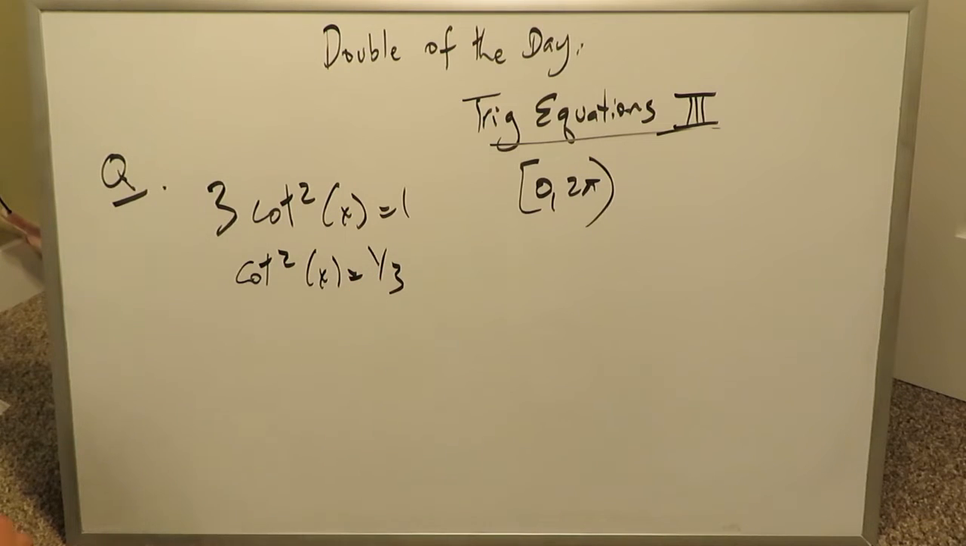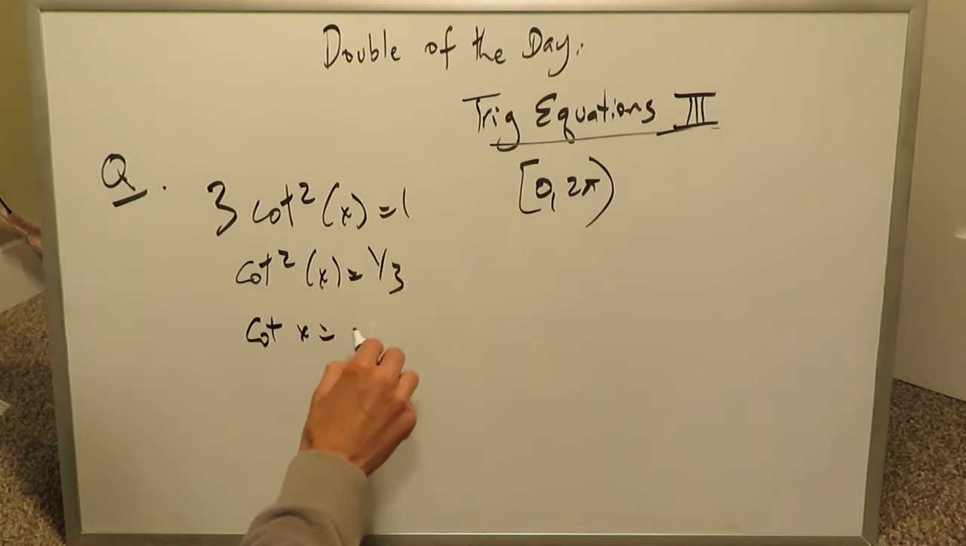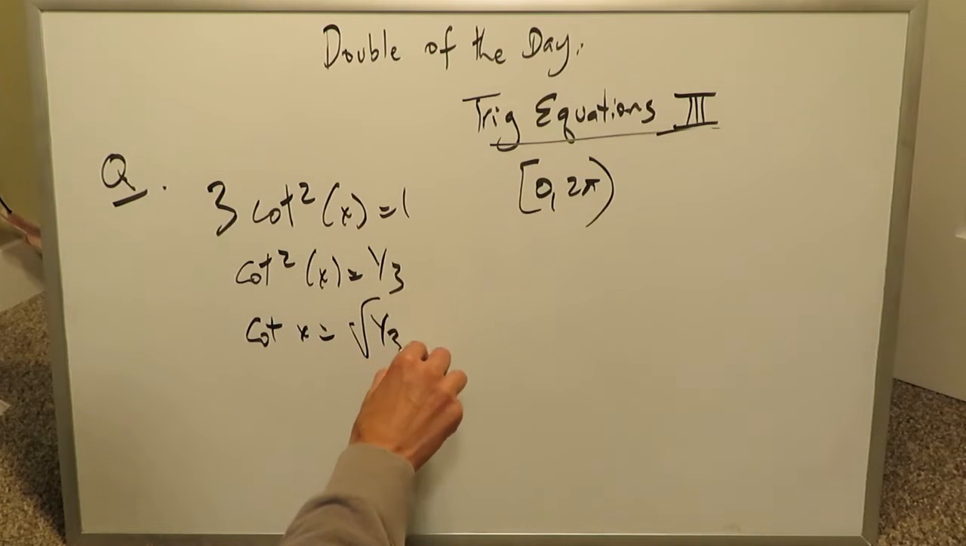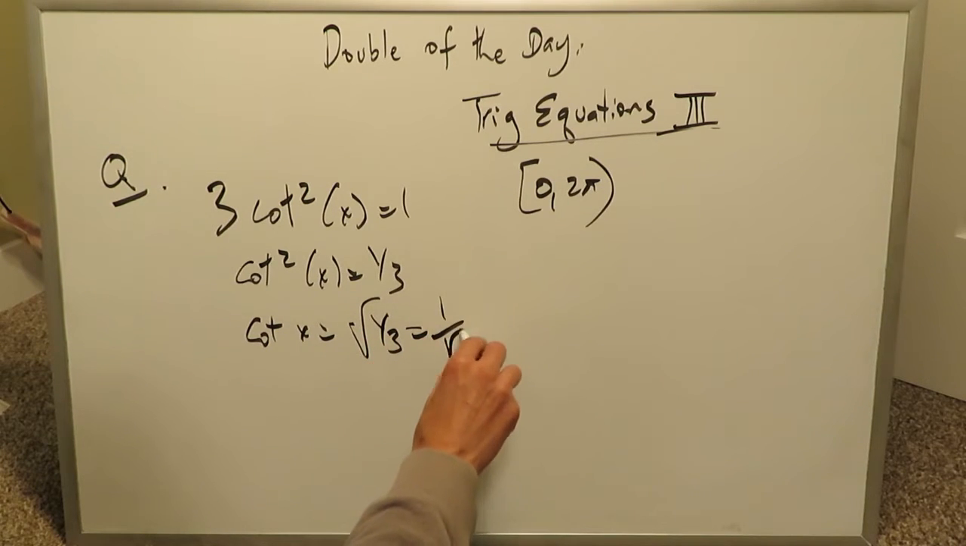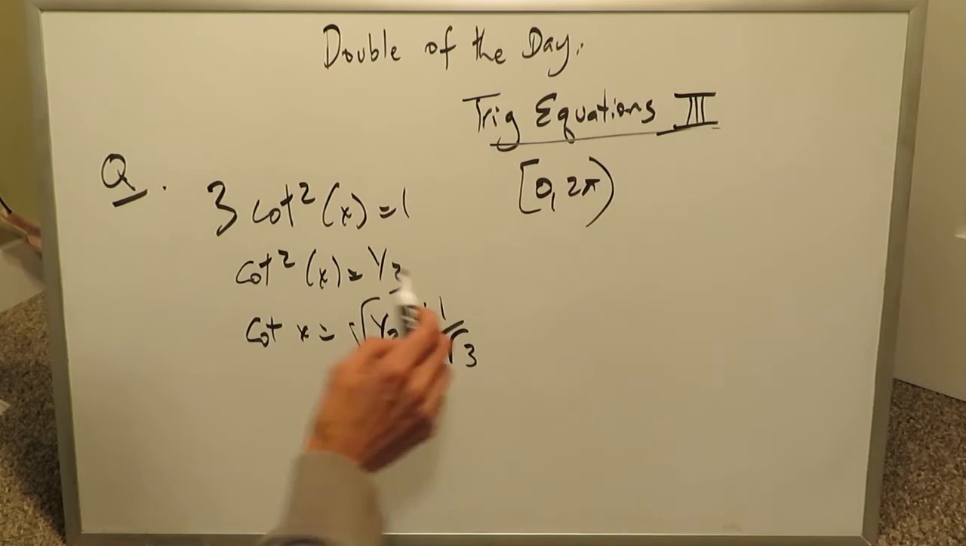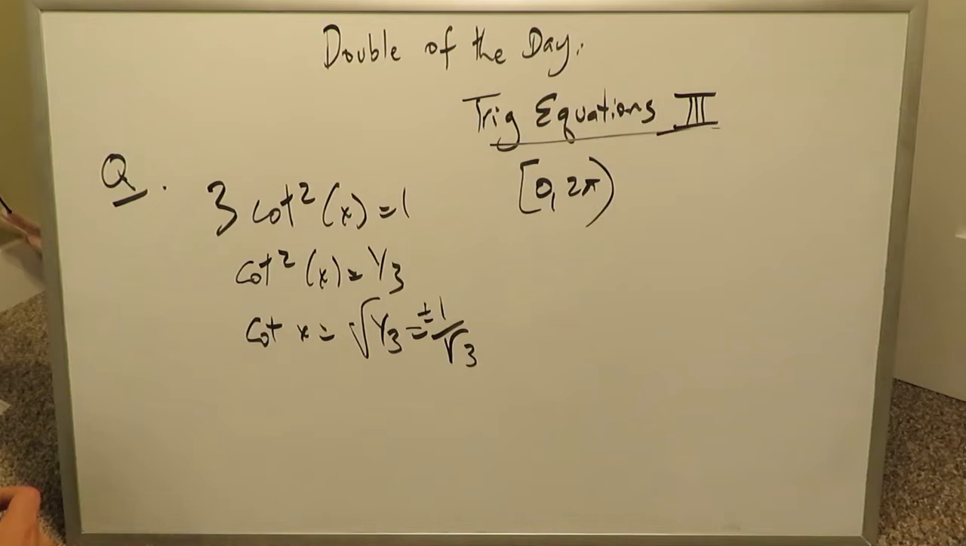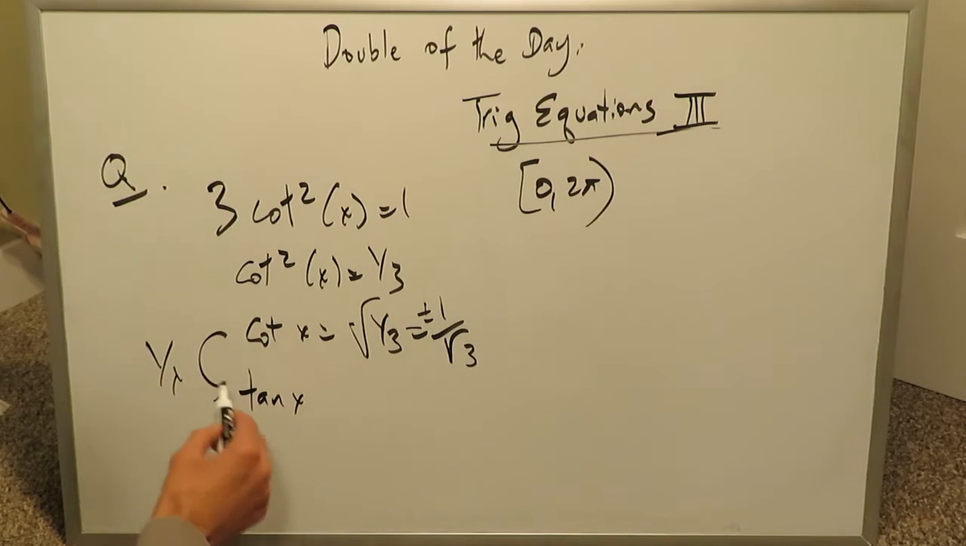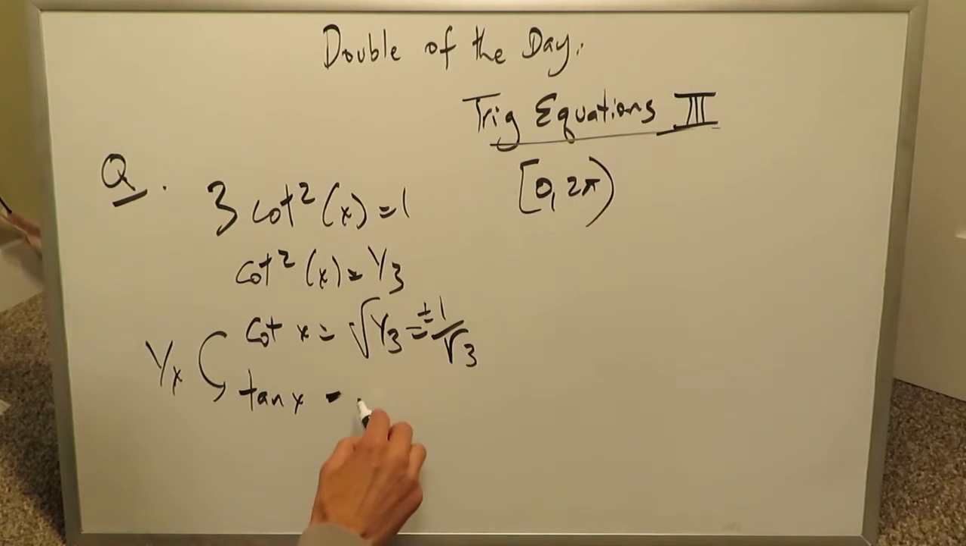Now what you can do is take the square root on the other side. Cot x is equal to the root of 1 over 3, which is the same as 1 over root 3. And of course you can always bring in the plus and minus over here because you have to account for all possible solutions. If cot x is equal to plus and minus 1 over root 3, it's the same thing as saying tan x, because that's the reciprocal of this, is equal to plus and minus root 3.